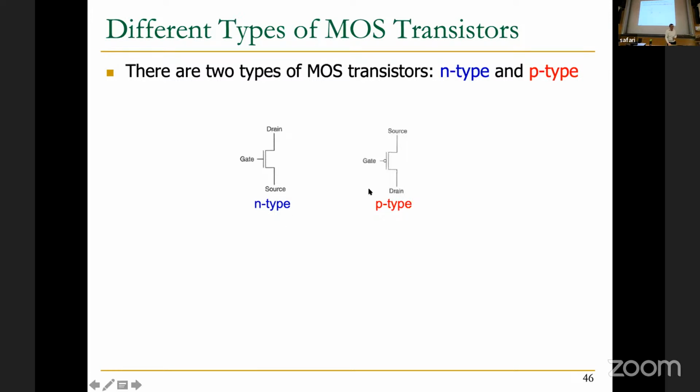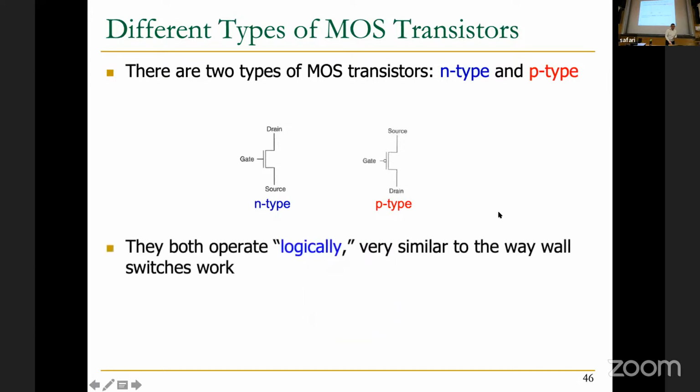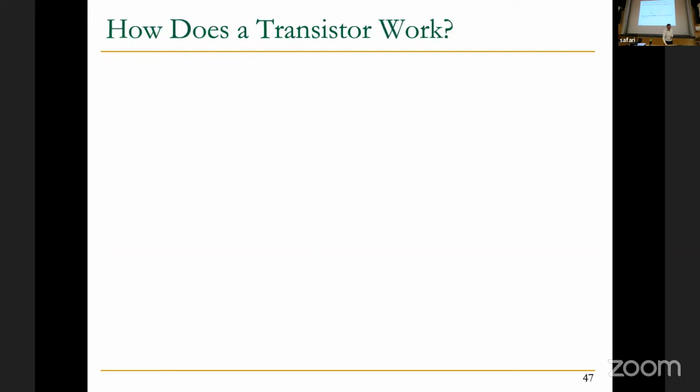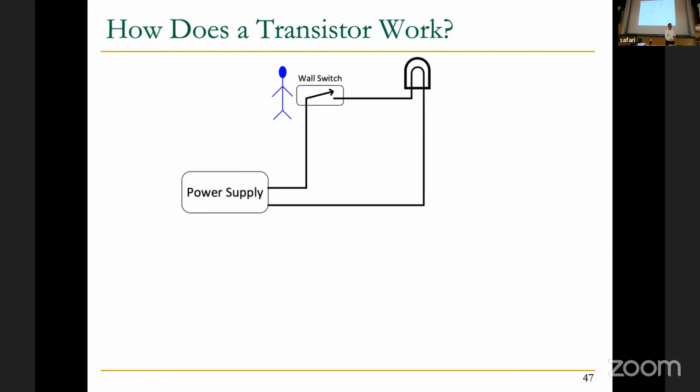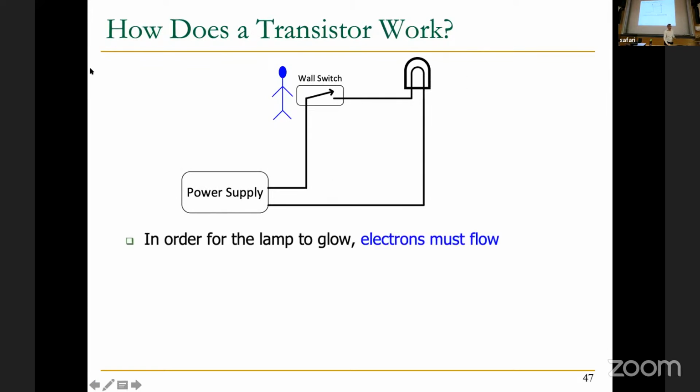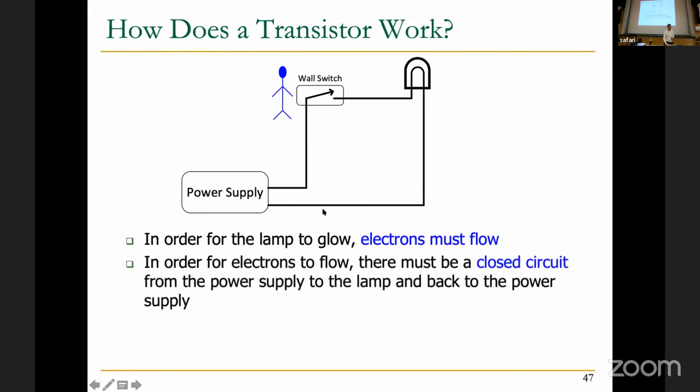But these are two fundamental types of transistors, and they operate differently, as we will see. And they both operate logically, as I just said. So let me actually demonstrate that. This is the wall switch. There's a power supply and there's a light bulb, simplified. In order for the lamp to glow, electrons must flow. And in order for electrons to flow, there must be a closed circuit between the power supply and the lamp and back to the power supply so that electrons keep flowing and the power supply keeps generating electrons, essentially.